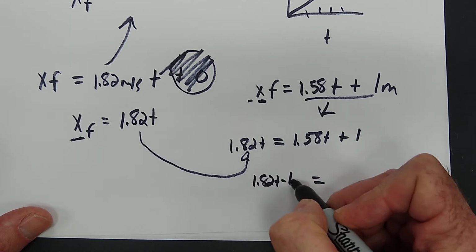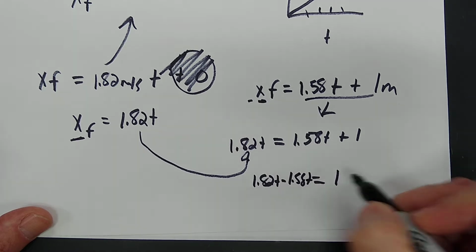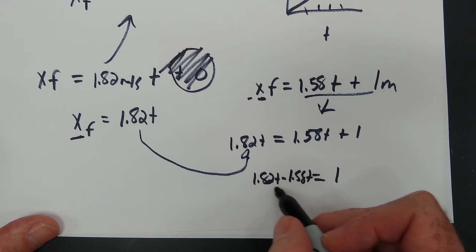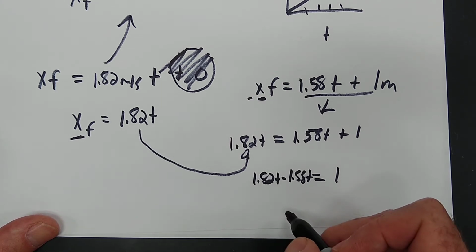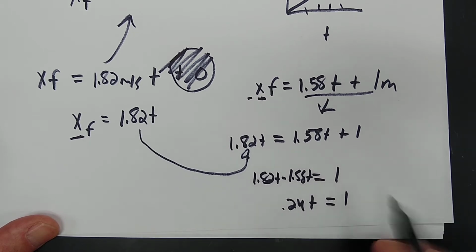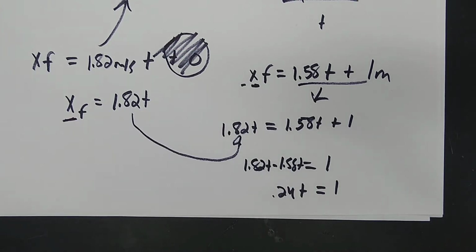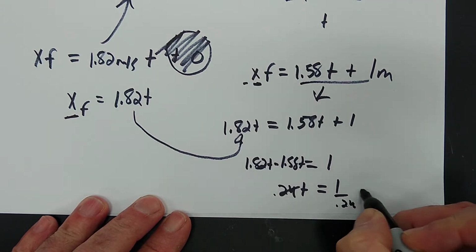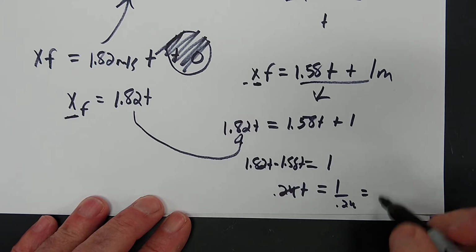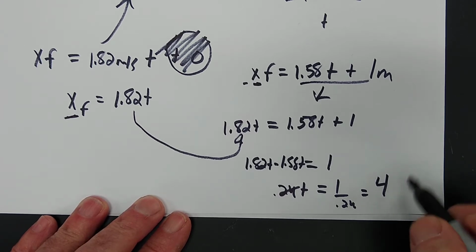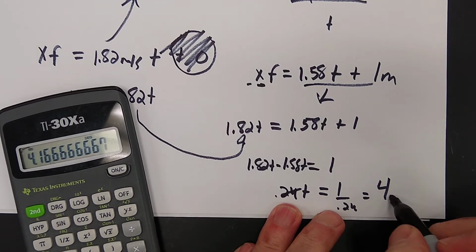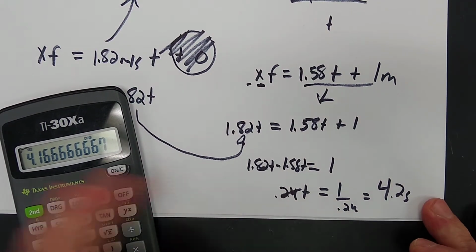1.82t minus 1.58t equals 1. 1.82 minus 1.58 gives us 0.24t equals 1. All right? And then we'll say 1 divided by 0.24. That's going to give us just a little bit over 4 seconds. It's going to be right at 4.2 seconds.